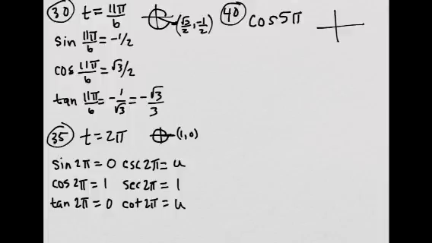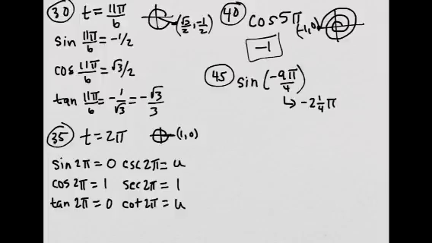Alright, so cosine of 5 pi. So this is 1 pi, 2 pi, 3 pi, 4 pi, 5 pi. We land right here. The coordinates are negative 1, 0. And so the cosine of 5 pi, cosine, remember, is the x coordinate. So this would be equal to negative 1.